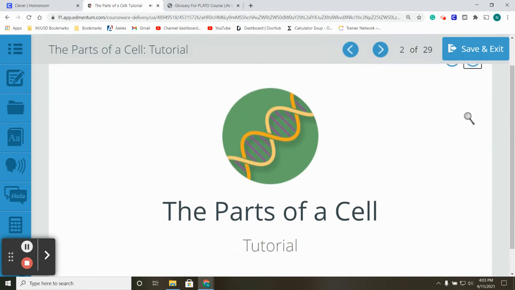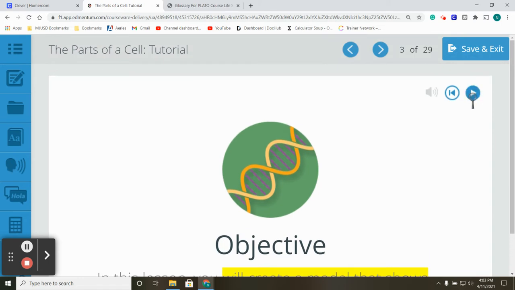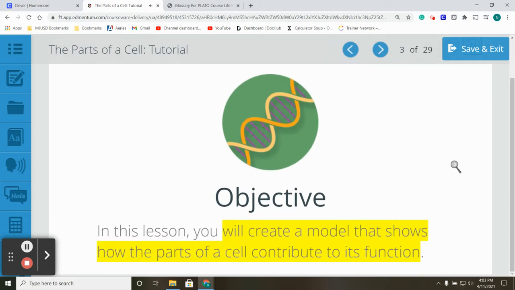The parts of a cell. In this lesson, you will create a model that shows how the parts of a cell contribute to its function.